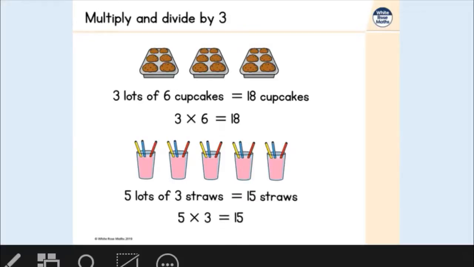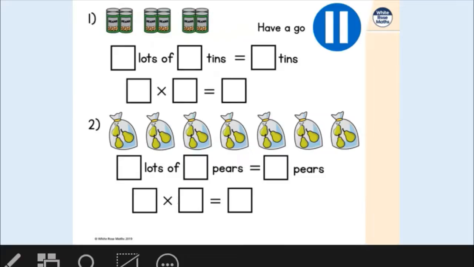So 2 ways of seeing multiplying by 3. When we've got 3 lots of something, or when we've got a number of lots with 3 of something in each. Have a go at those 2 questions, thinking about where does 3 come in.